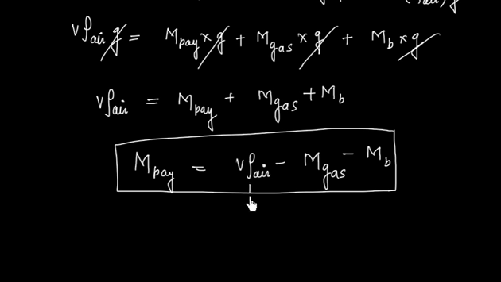So if the density of air, volume of balloon, mass of gas and mass of balloon are given, we can calculate the mass of payload. This is the maximum weight, maximum load that can be lifted.